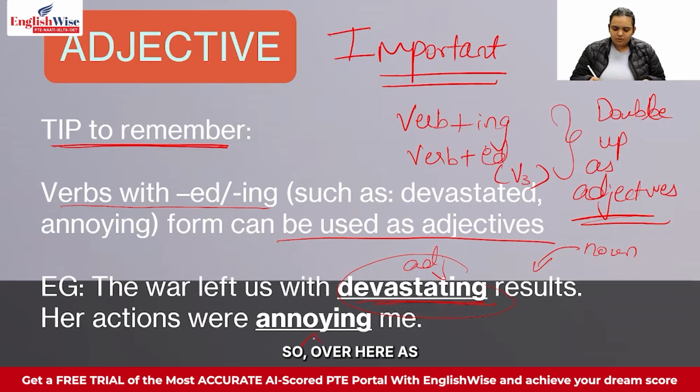Over here as well, annoying. How was I feeling? I was feeling annoying. Again, this is an adjective over here, and this is a noun. So guys, you have to understand that your verbs ending with ed or ing can double up as adjectives. Please be mindful of that. Whenever you need an adjective in the blank, also look for verbs with ed or ing at the end, because they can be your adjectives in the blanks as well.